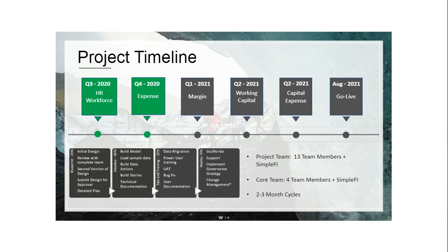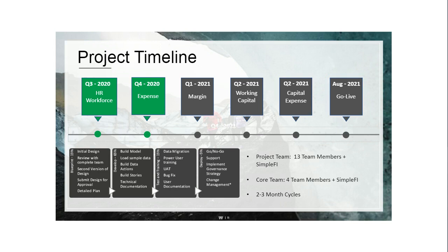So what did it take to do that, right? Our project team consisted of 13 internal team members plus our implementation partner, Simplify. This group has representation for all of our campuses globally and within each brand, group, and function. So when we really look at each planning function, HR, workforce, and expense, those are both complete, and we've still got a few more to go, as you can see.